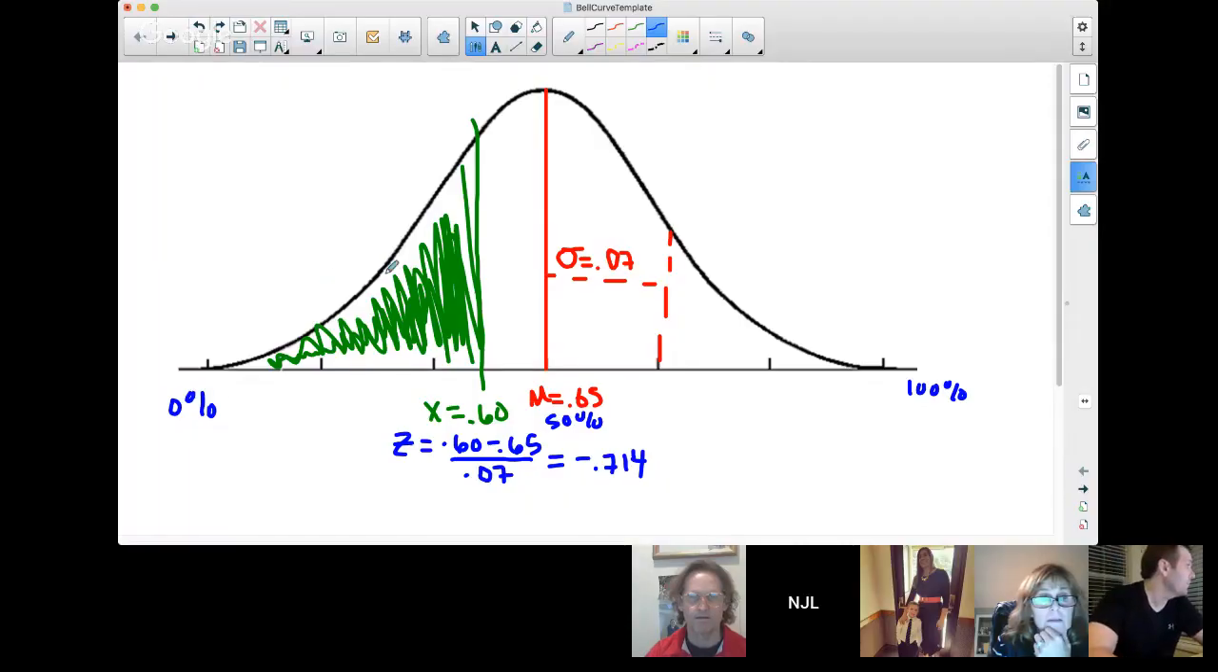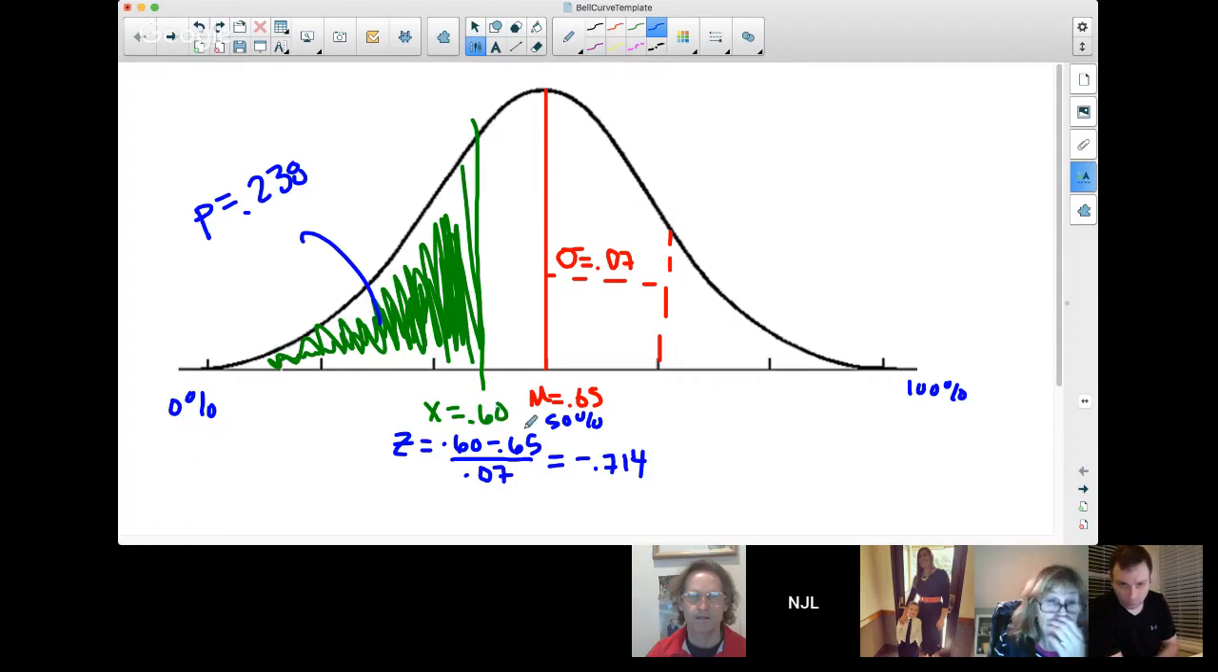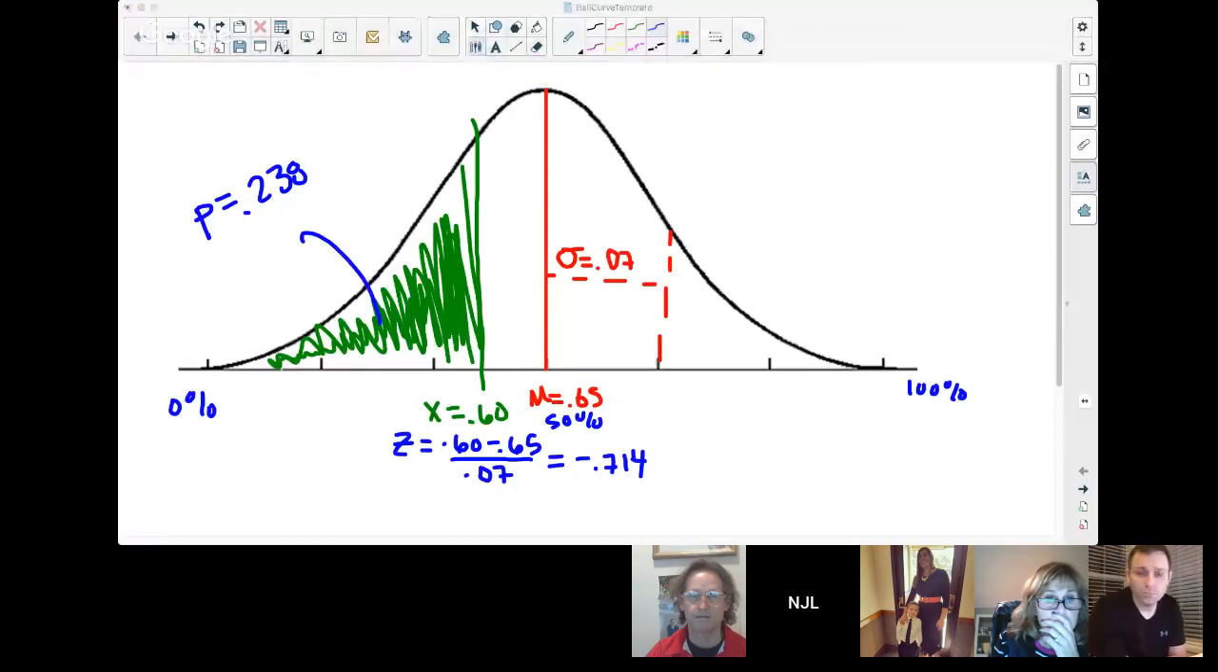So what it's telling us is this proportion is 0.238. So what it's telling us is that the proportion of people that have a protein level of 0.60 or less is about 23.8%. Another way to say it is 23.8% of the people have a protein level of 0.6 or less.